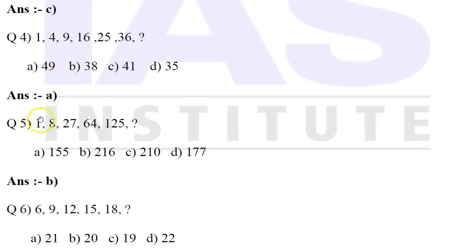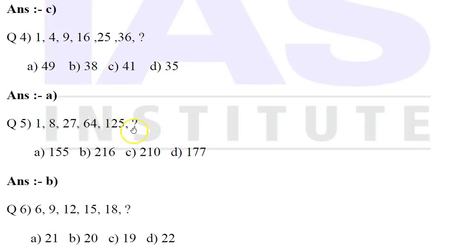Now the fifth question. You have 1, 8, 27, 64, 125, dash. So now if you observe here, as this was the square, now these numbers are the cube of some particular numbers. Okay, so 1 cube is 1, 2 cube is 8, 3 cube is 27, 4 cube is 64, 5 cube is 125.